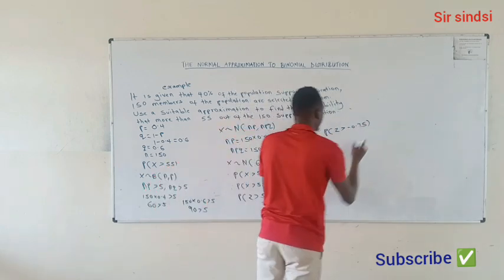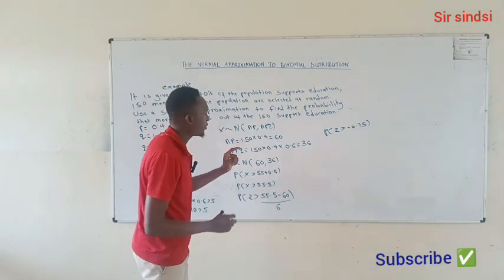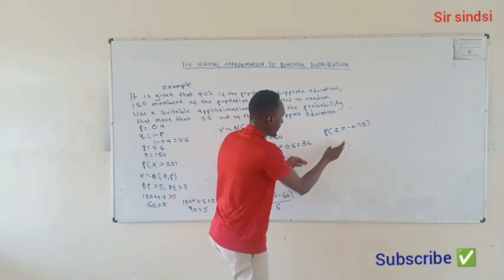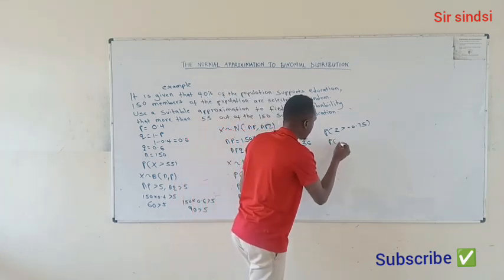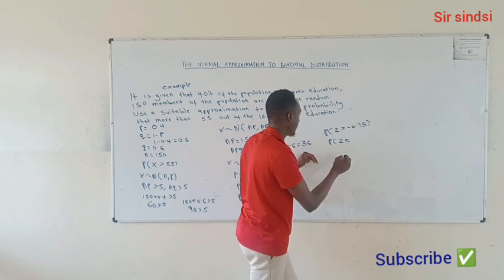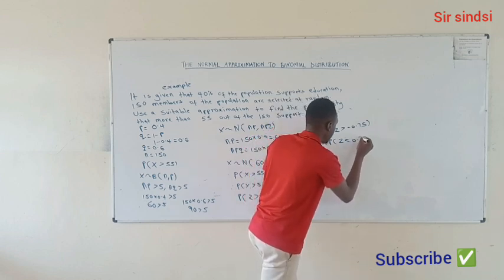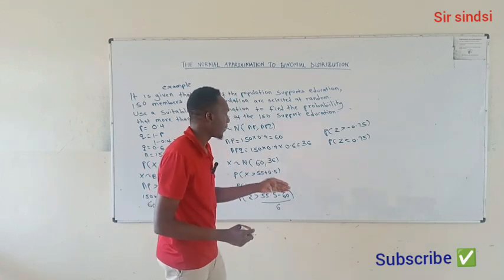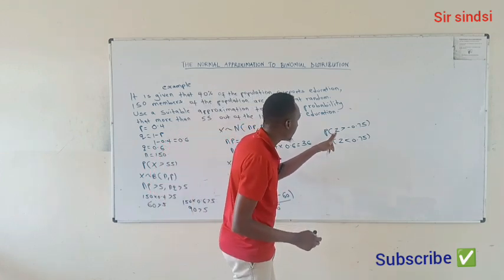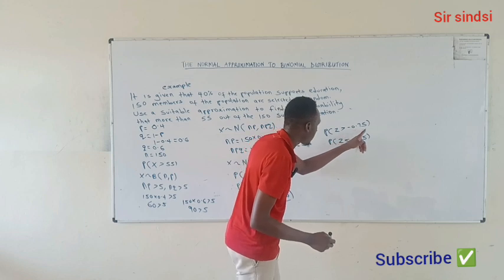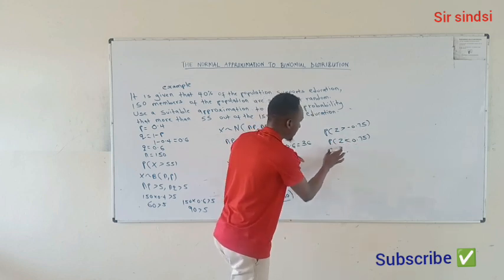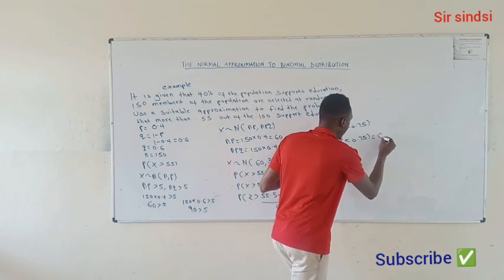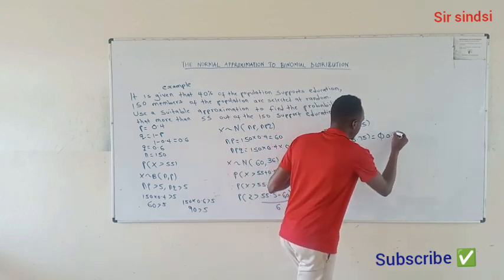We realize that the normal distribution is symmetrical. Therefore, this can be written as the probability that Z is less than 0.75. The area of the probability of Z greater than negative 0.75 is the same as the probability that Z is less than 0.75, and this is obtained by phi of 0.75.